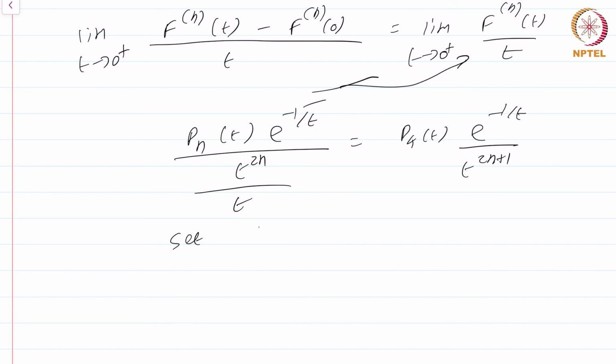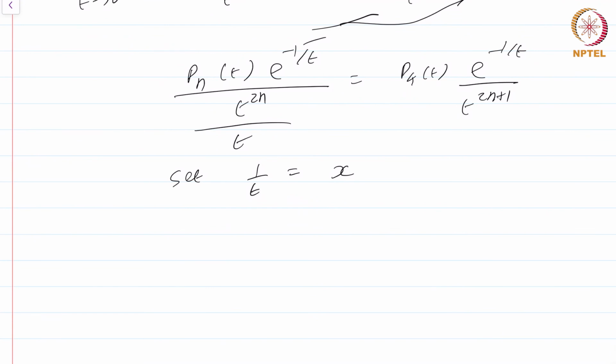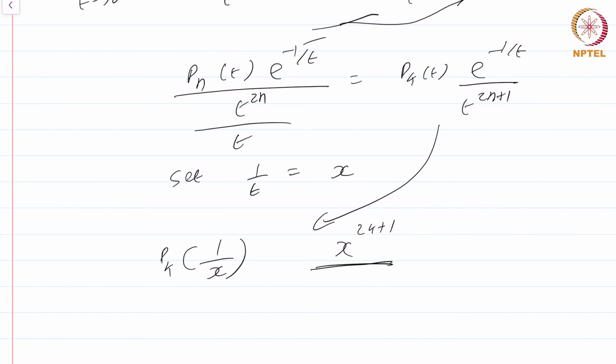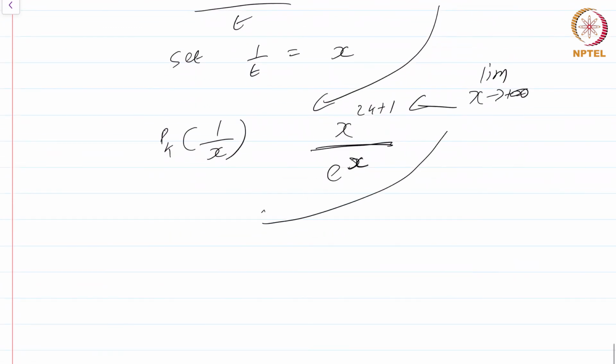Now set 1/t to be equal to some x. So this entire expression will just become p_n(1/x) times x^(2n+1) divided by e^x, and now we have to compute the limit as x goes to plus infinity of this term. But this was already given as an exercise.